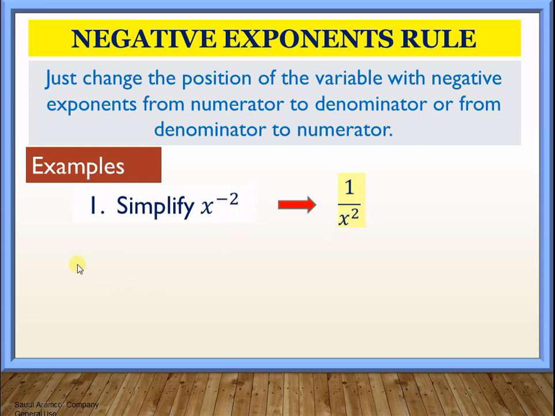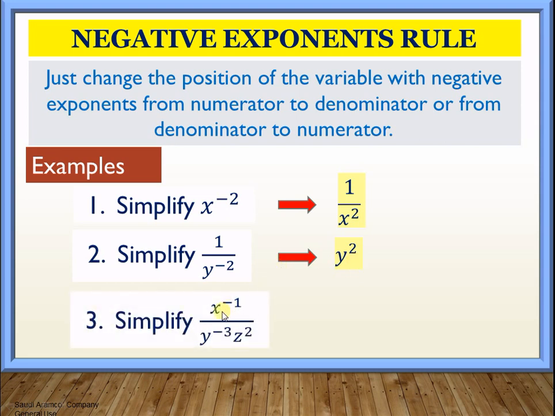Okay? Next. So 1 over y raised to negative 2. So this is a negative exponent. So all we need to do is to put it up. And it becomes y squared. And let's have the last one. So x here is negative, so we're going to put it down from numerator to denominator. And the y here is a negative exponent, so we're going to put it up. So it will look like this. The y will be up and the x will be down and z squared.